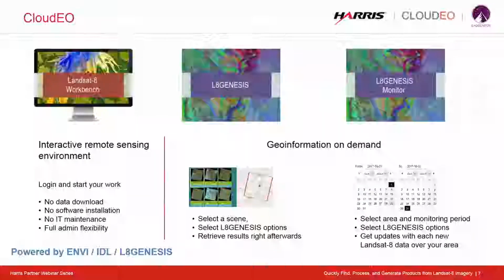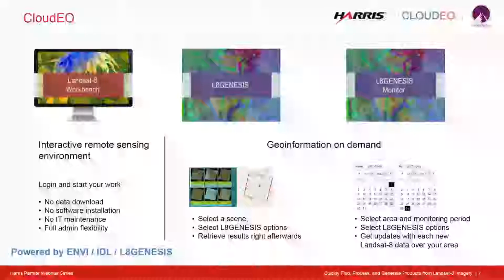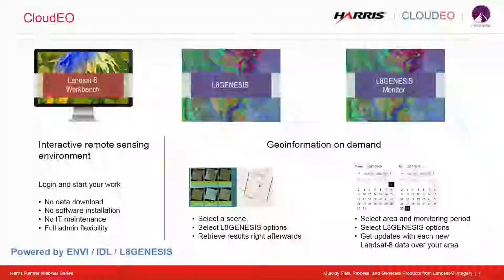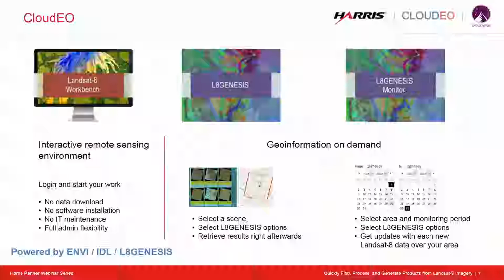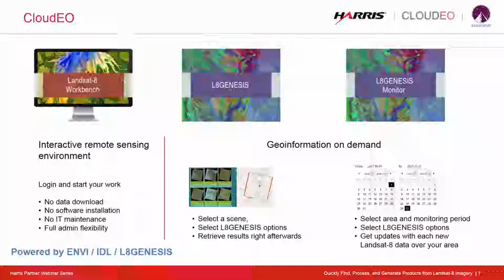You simply select a scene. You select your L8Genesis options like standard or advanced indices, and you can retrieve results right after that. To make the service even more flexible, we also offer L8Genesis as a monitoring service. Here you select your area of interest and the monitoring period, and then you will get regular updates and alerts.